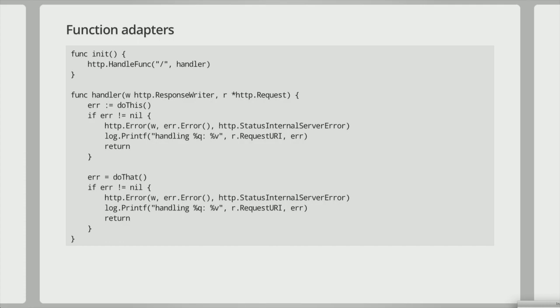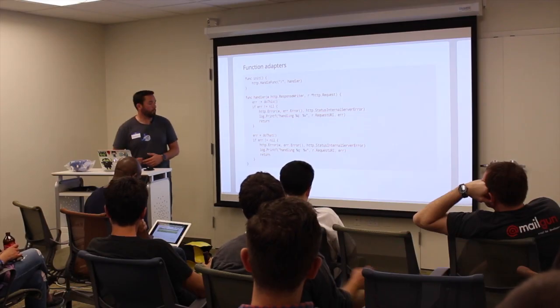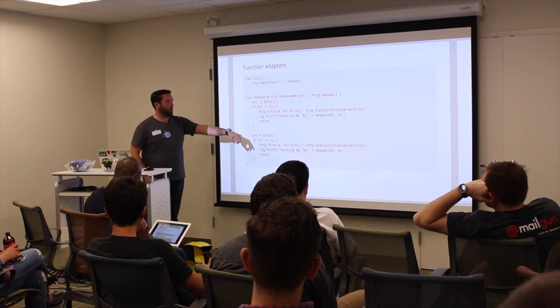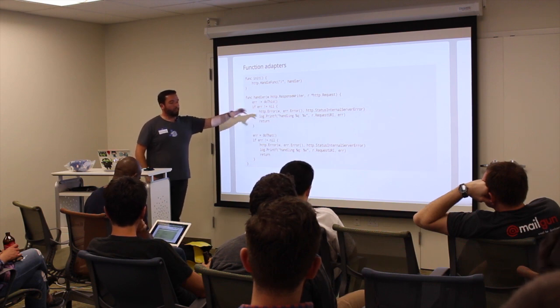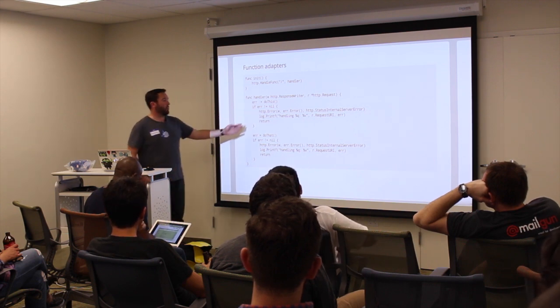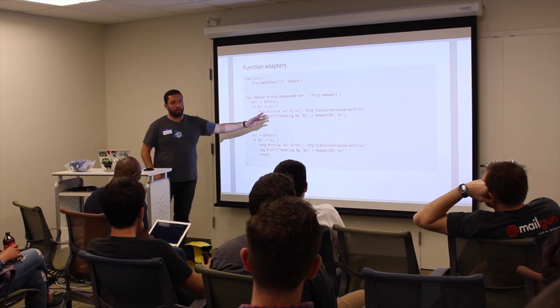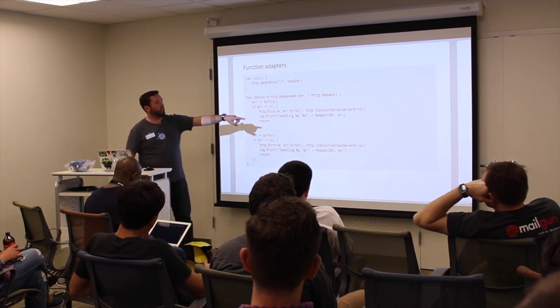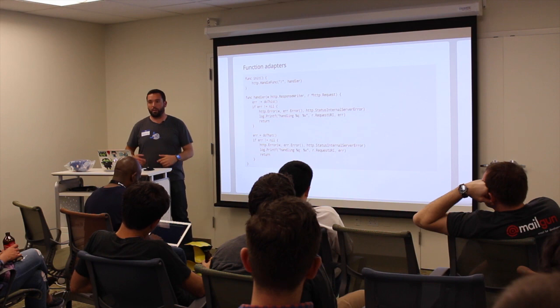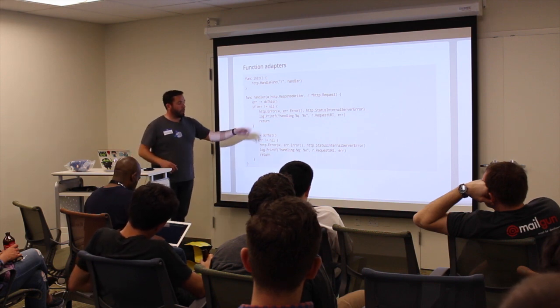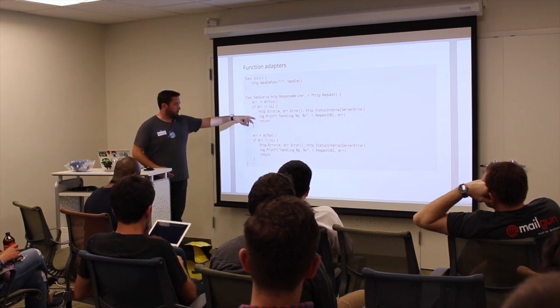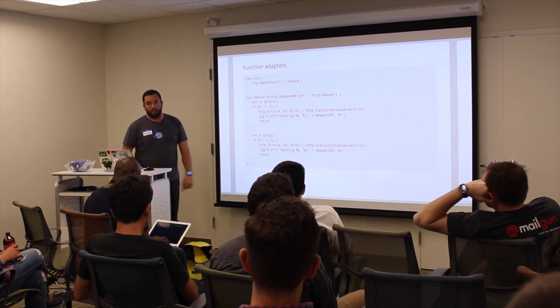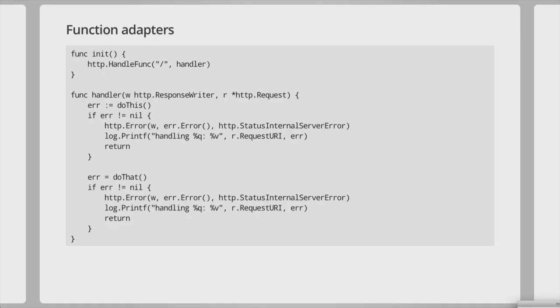So if you have errors during this function, you actually have to handle them. Meaning that you're going to do something, and if that fails, you're going to handle the error in some way. So in this case, we're just creating an error page with the status internal server error, also known as 500. And we're going to log some error. And then we're going to return. Then we do something else. And if it fails, we do exactly the same thing. So you might end up having this code over and over.